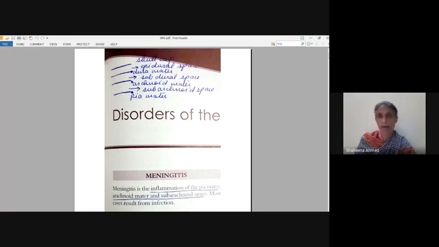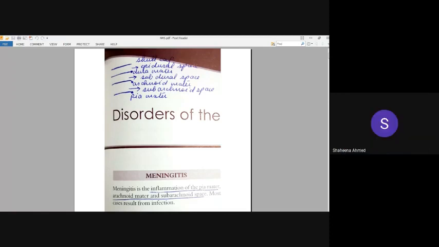Bismillahirrahmanirrahim. Today we are going to start the chapter Disorders of the Nervous System. First of all, we have to look at the normal structure. If we look at our head, basically the skull, we have a hard covering known as the skull cap.